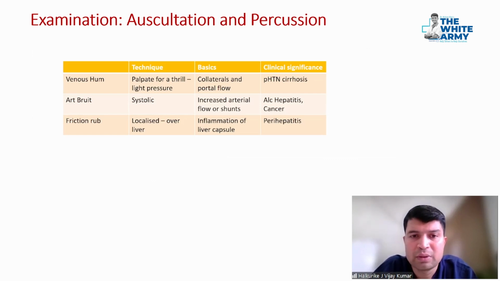The arterial bruit is something which is systolic. We know that increased arterial flow or shunts will cause this. Anything which increases the arterial flow, particularly the inflamed phase, particularly alcoholic hepatitis, and malignancy which has excess arterial flow, you get arterial bruit. Friction rub is something which is a localized one. There's an inflammation, and the inflamed surface and the capsule are up against each other, where with respiration and other things you get that friction rub, which is in perihepatitis, particularly gonococcal perihepatitis. Gonococcal perihepatitis is very, very rare these days.